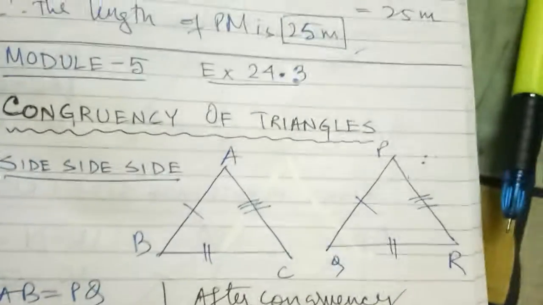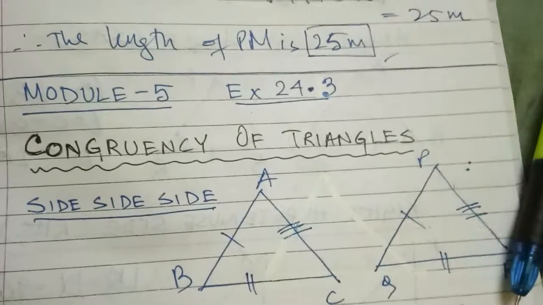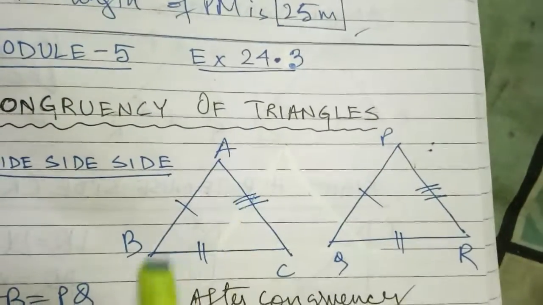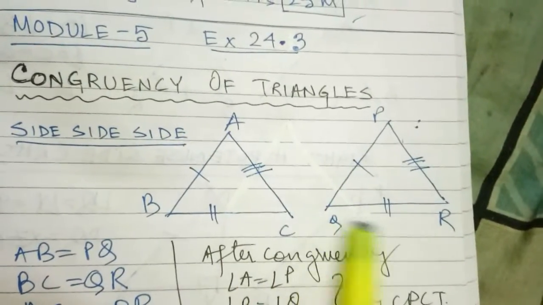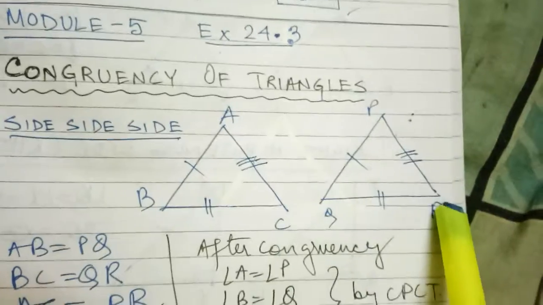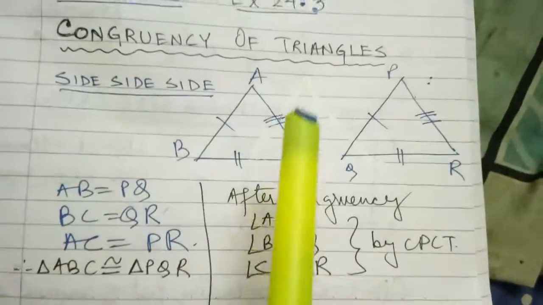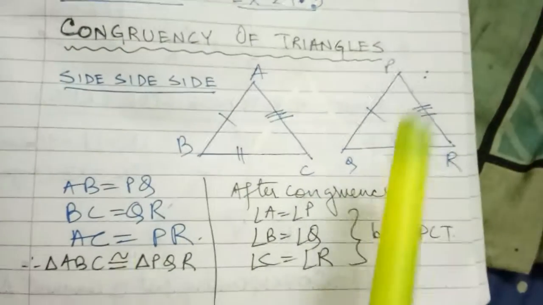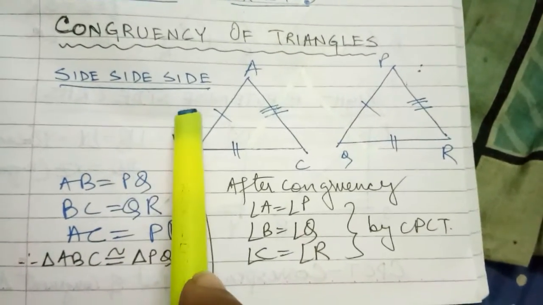How? See, I've drawn our first rule, that is the SSS rule. What is that rule? When two triangles are given and all the sides are equal. See, this side and this side will be equal. BC equals QR and AC equals PR. All these sides, if they are equal, when all three sides of both the triangles are equal, then we can say that it is going by the SSS rule.